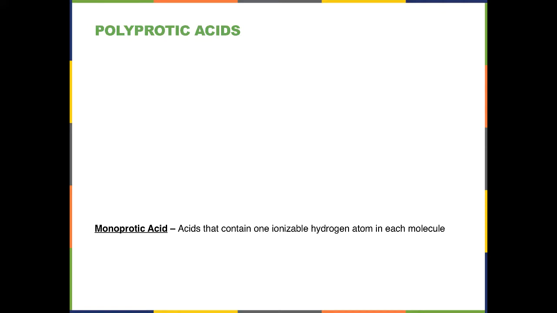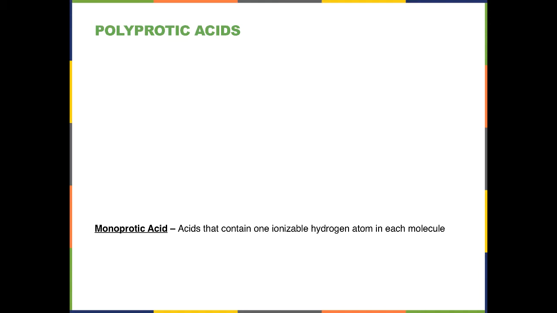Okay, we're going to talk about now polyprotic acids. Now, some students find this quite confusing, and I just want to tell you up front that this is really not difficult. It is just adding an additional step to what we've already done, and there's nothing really new being presented here. So, as I've said before, monoprotic acids are acids that donate one ionizable hydrogen ion in each molecule.